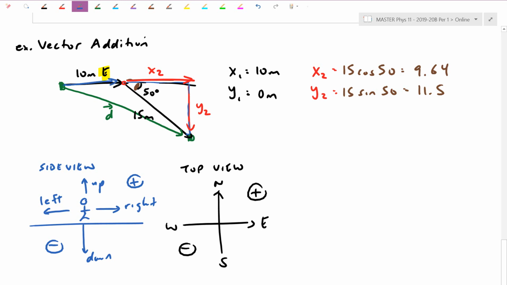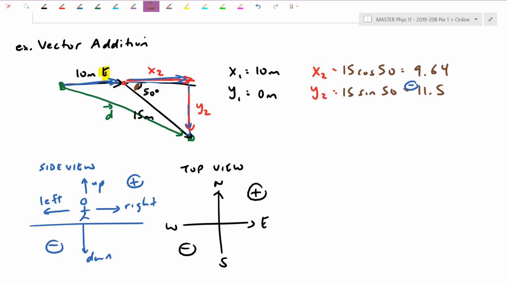We'll notice x1 is east, positive. x2 is also east, positive. The only one that potentially may be negative here is going to be the y2. When I am walking 50 degrees in the southward direction, I want to add that negative. So this is a negative that we just implied so that we get our directions correct.